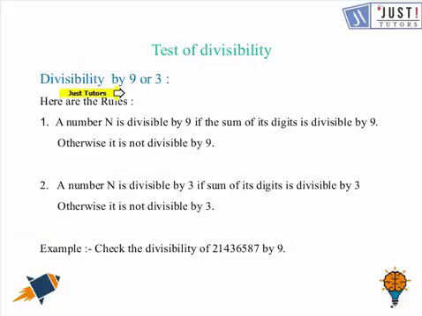Then we are left with two more rules, divisibility by 9 and 3. So the rule is same for both. If the sum of the digits is divisible by 9, the number would be divisible by 9 completely without leaving any remainder. Same goes for 3. If the sum of the digits of the number is divisible by 3, the number would be divisible by 3. So let's check the divisibility of this big number by 9. Let's see if it will leave any remainder at all or not.